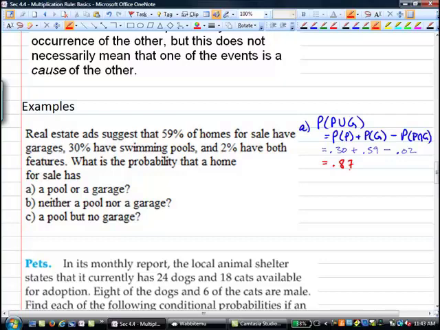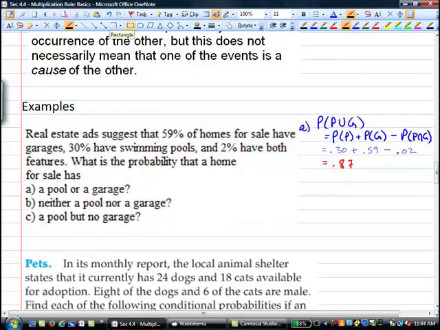0.87. Part B says that the home has neither a pool nor a garage. Well, this one might be easier to do if we do a Venn diagram. Do y'all remember doing the Venn diagrams? Or we could do a table. I like the Venn diagrams personally, so let's go ahead and draw one.